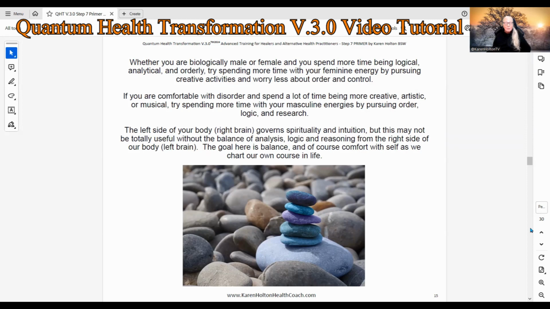The left side of your body, right brain, governs spirituality and intuition, but this may not be totally useful without the balance of analysis, logic, and reasoning from the right side of your body or left brain. The goal here is balance, and of course, comfort with self as we chart our own course in life.